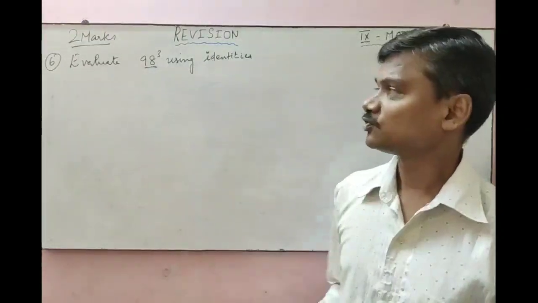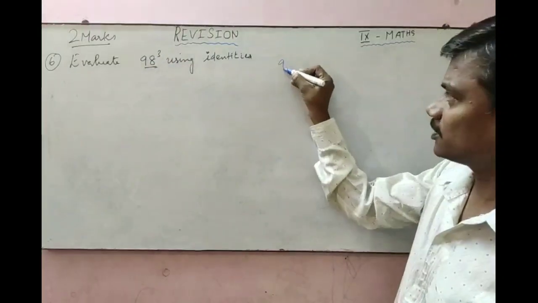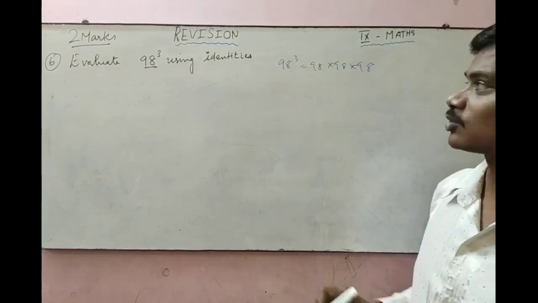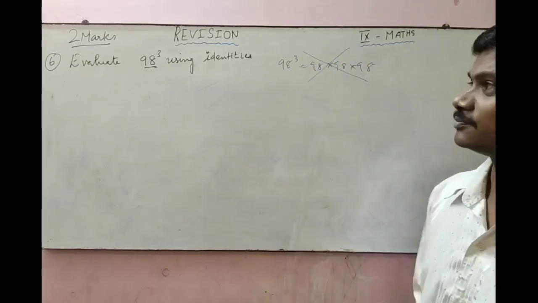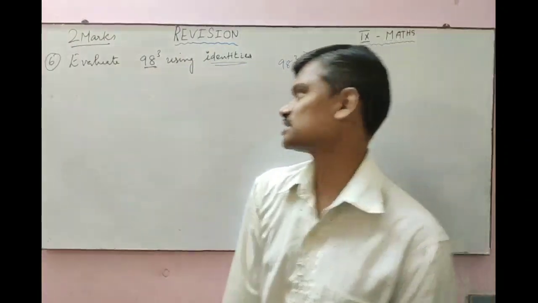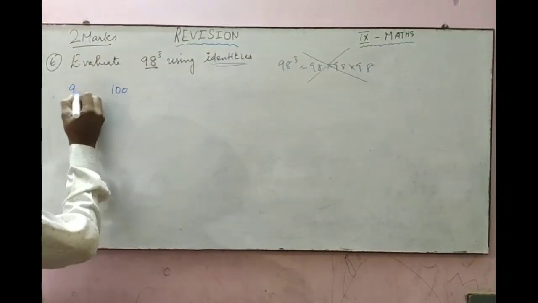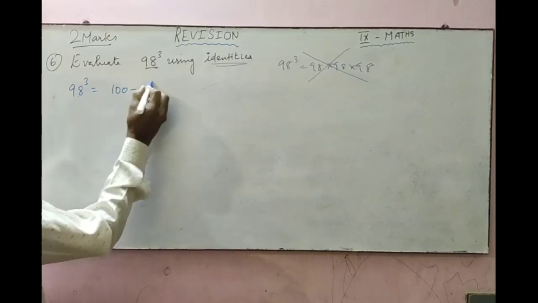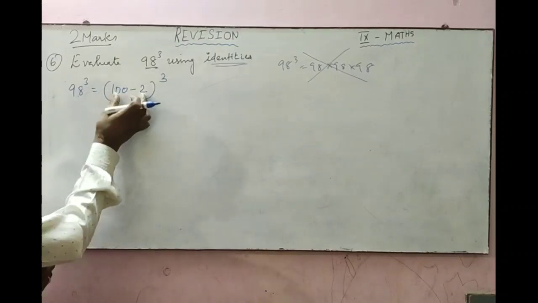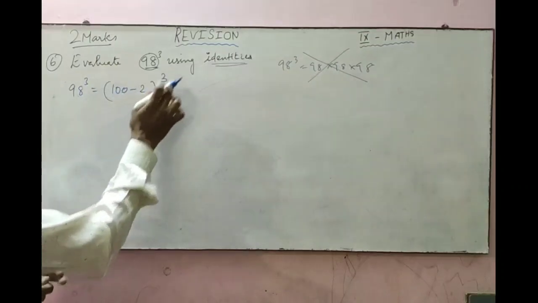98 cube. If you look at this number separately, 98 cube, you would do 98 into 98 into 98. You can calculate like this, but we don't use this method because we have to use identities. So how will you split this 98 to make this an identity? 98 can be split as 100 minus 2 whole cube. So 100 minus 2 gives 98. You have to look at the base and split it as 100 minus 2 whole cube.